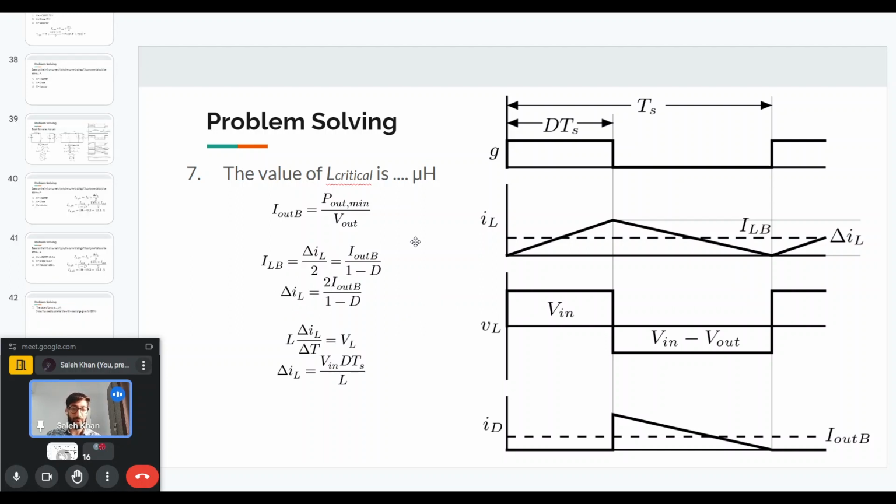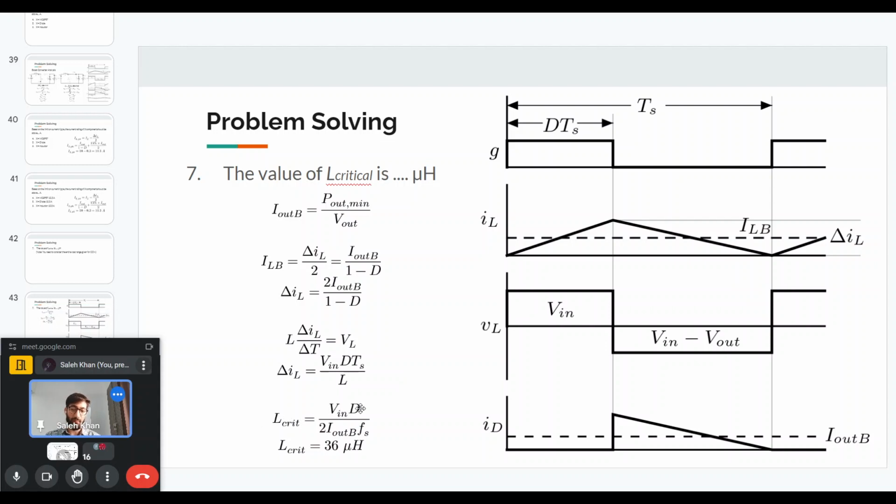Then we can use the inductor current expression, L dI/dt, to find the expression for the ripple in terms of Vin, D, switching frequency and the inductance. If we equate these two expressions for the inductor current ripple, we can find the expression for the critical inductance, which is given by Vin times D divided by twice the boundary output current times the switching frequency. We know the input voltage is 30 volts. The duty is 0.6 because the output voltage is 75 volts. The boundary output current we can find using the minimum power, and the switching frequency is given as 50 kilohertz. If we substitute all these values, we get that the critical inductance is equal to 36 microhenry.